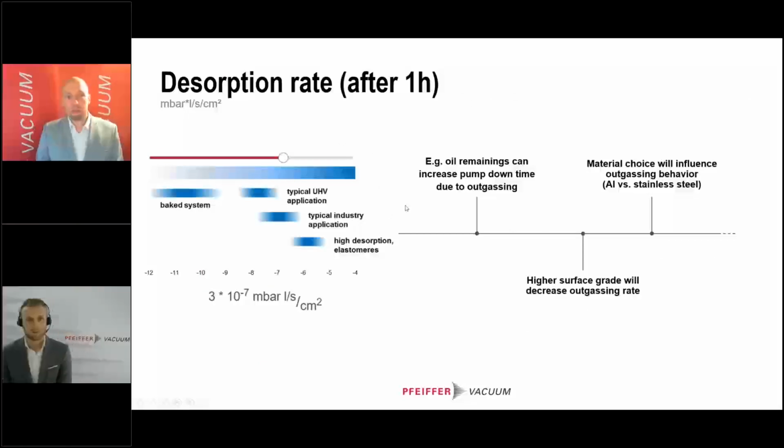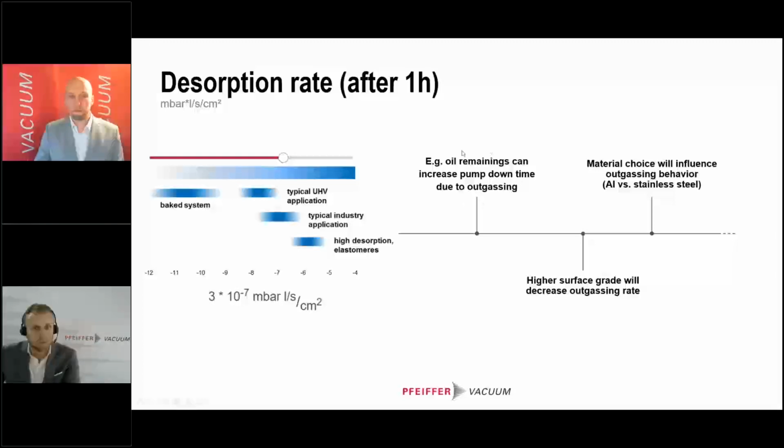And we are talking all the time about desorption rates. When we're talking about the simulation, these are always considered after 1 hour. And the unit we apply here is millibar times liter per second per square centimeter. So here the surface of the part or of the chamber comes into the game. In a typical industrial application, we see outgassing rates in the 10 to the minus 7 millibar liter per second per square centimeter range. But you see here it can differ. When you choose aluminum, for example, it's more in the 10 to the minus 6 range.